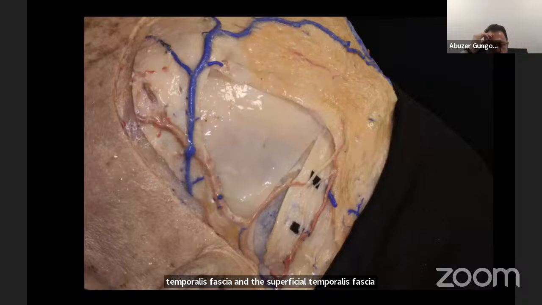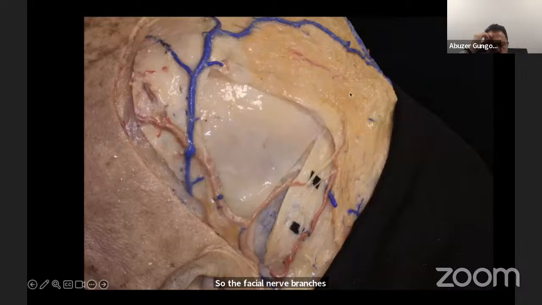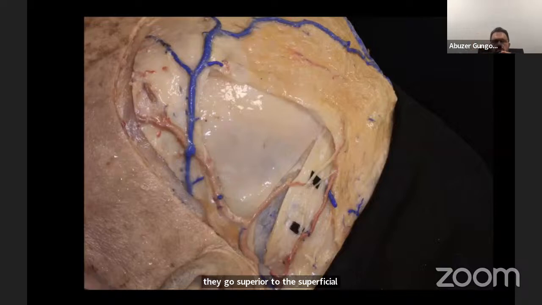So the facial nerve branches that go to the frontal belly of the fronto-occipitalis muscle, they go superior to the superficial layer of the fascia. So any dissection that is either interfascial or subfascial is going to protect these branches.